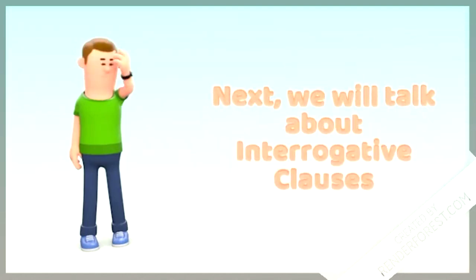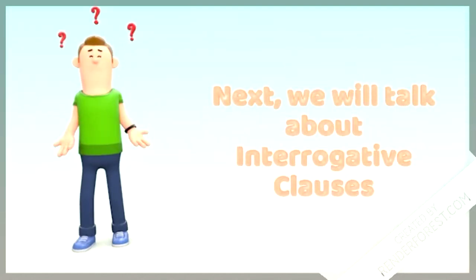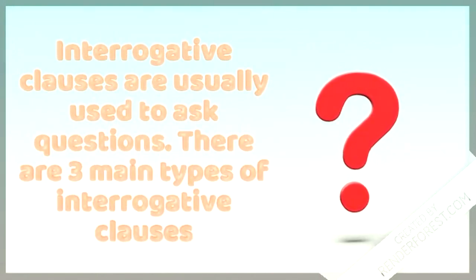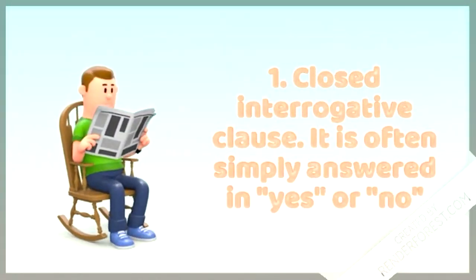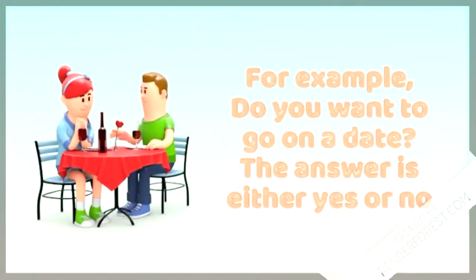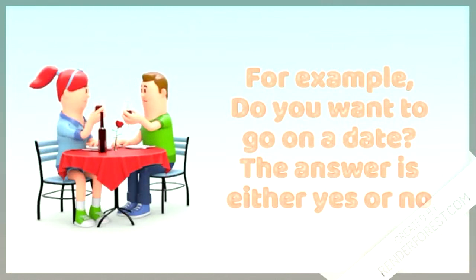Next, we will talk about interrogative clauses. Interrogative clauses are usually used to ask questions. There are 3 main types of interrogative clauses. Closed interrogative clause. It is often simply answered in yes or no. For example, do you want to go on a date? The answer is either yes or no.